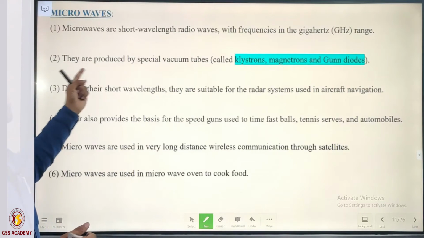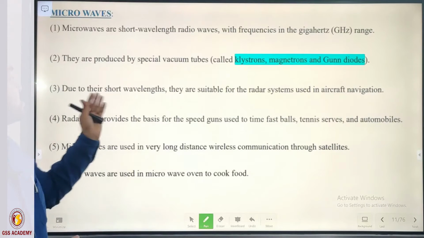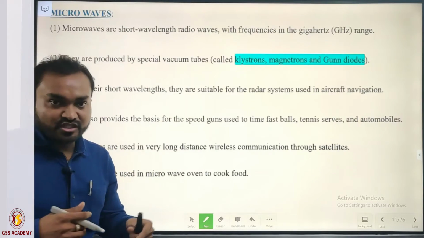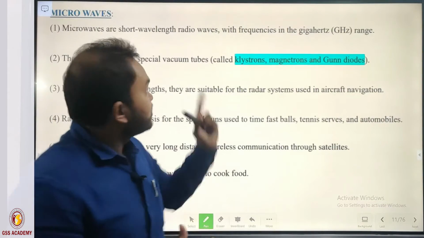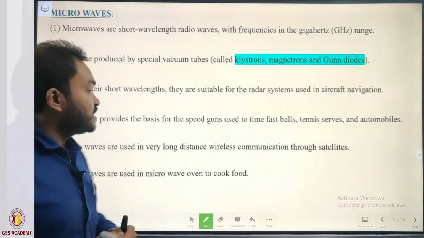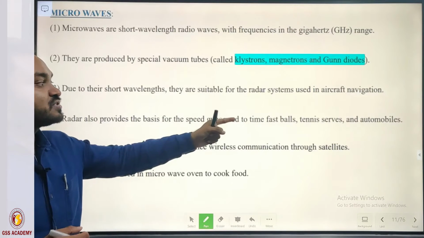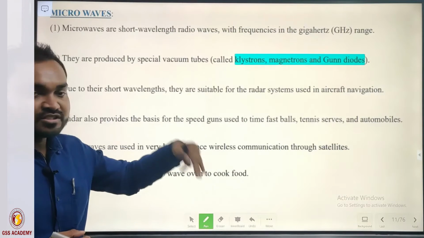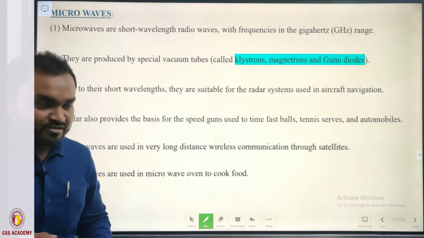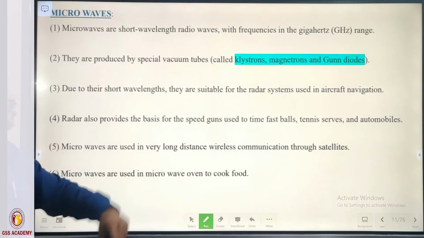They are produced by special vacuum tubes. Due to their short wavelengths, they are suitable for radar systems used in aircraft navigation. Radar also provides the basis for the speed guns used to time fast balls, tennis serves, automobiles. Microwaves are used in very long distance wireless communications through satellites. Microwaves are also used in microwave ovens to cook food.